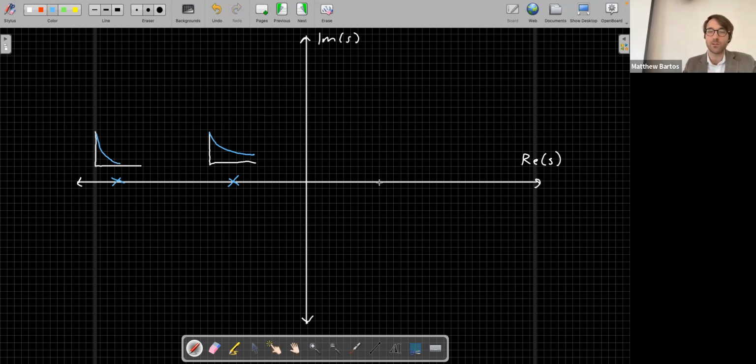What if we have a pole on the real axis, but on the positive side of the real axis? Right, so you'll get exponential growth. Okay, very good. So it will look something like that. All right, and if we have a pole further over here, you will get exponential growth, except it will grow faster.